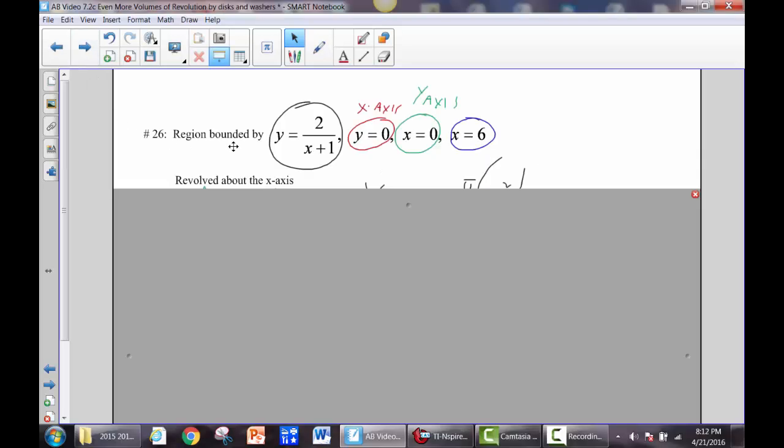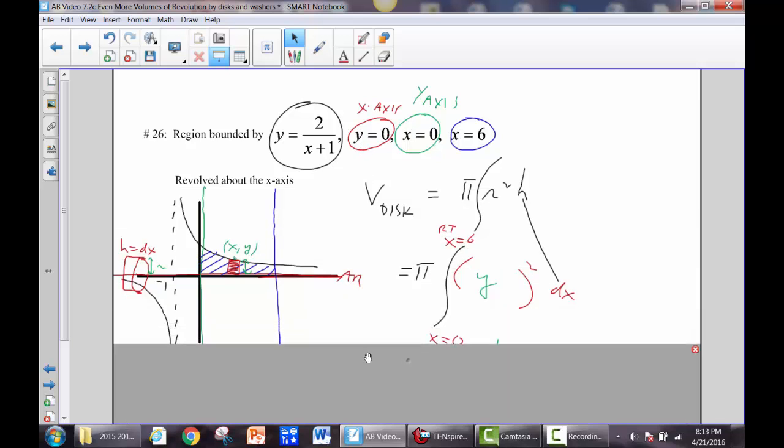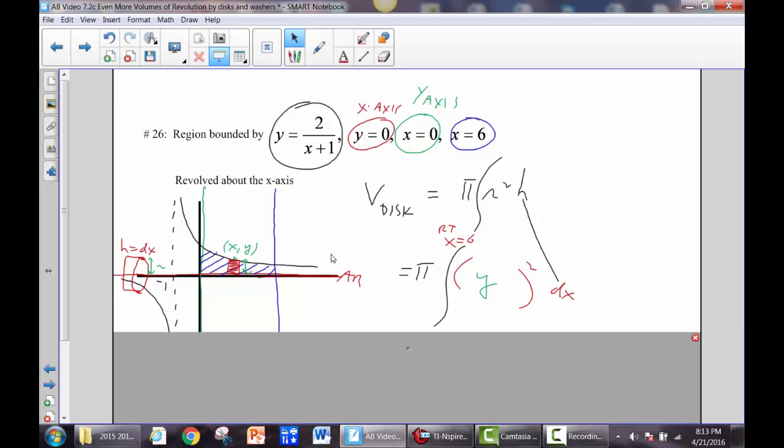Okay, so here's another one: the region bounded by this function, y equals 0. Why does this look familiar? I think we did this one. Y equals 2 over x plus 1, which is this graph here. Y equals 0, the x-axis, and the y-axis. So you're revolving about its own border.